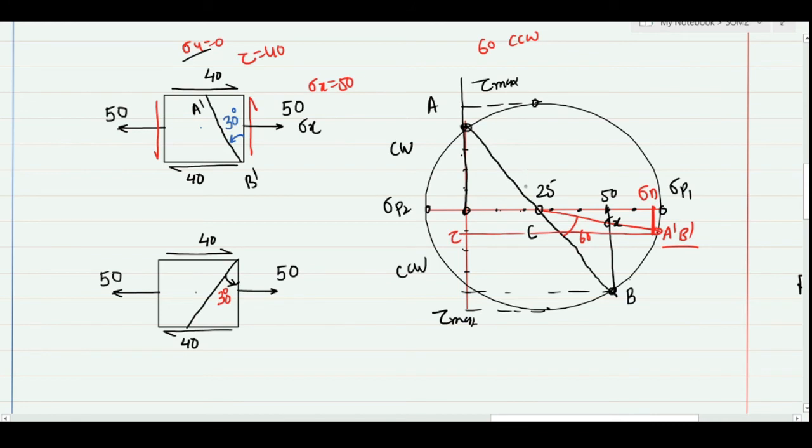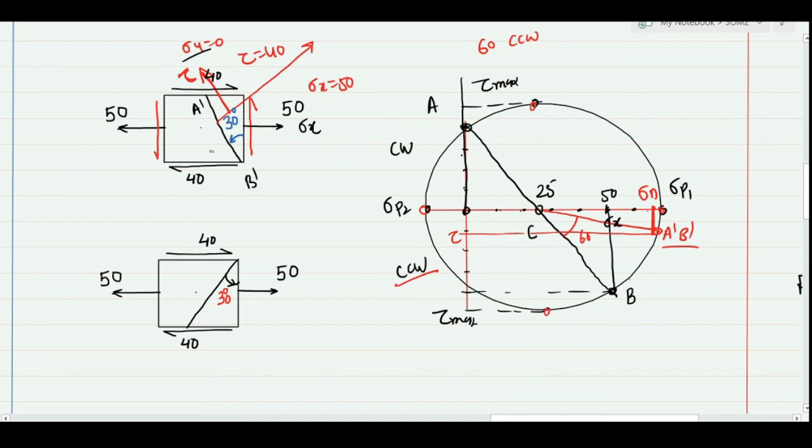For the given case, the normal stress is positive, so it will be represented by this line, but the shear stress is in the counterclockwise direction, and we know counterclockwise is represented with the upward arrow. So this would be my shear value, this would be the normal stress value, and this would be the maximum shear stress value.